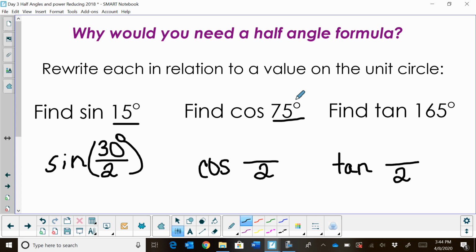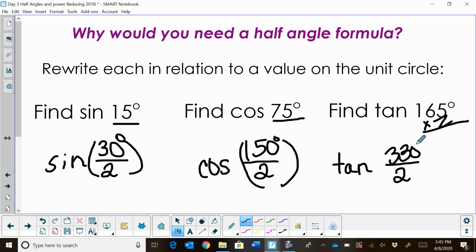So let's say you're trying to find the cosine of 75. Again, 75 is not on the unit circle. But if I double that to 150, we know that is on the unit circle. So I can rewrite cosine of 75 as cosine of 150 over 2. And then tangent, let's look at a tangent situation. You've got 165. Again, that's not on the unit circle, but if we take that and we double it, we get 330 degrees. And we know 330 is one of the values on the unit circle. So all you're doing is rewriting the angle in relation to a value on the unit circle.